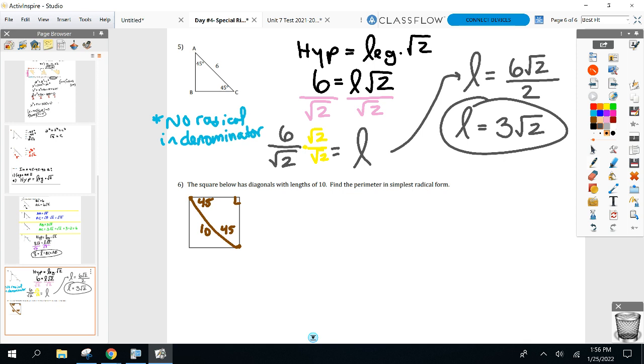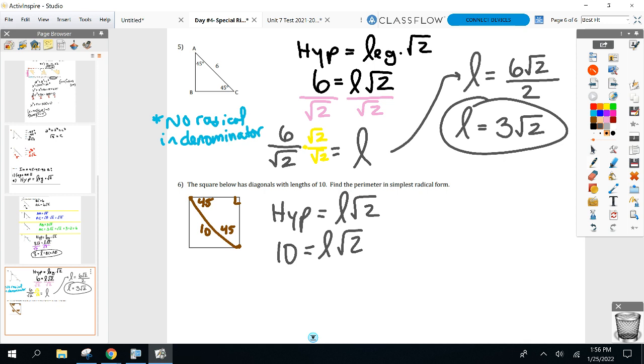All right, if I'm going to find the perimeter, I need to find a side length. So let's use our rules. Look at my 45, 45, 90. Hypotenuse equals leg radical 2. Your hypotenuse is 10. And I know there's probably other ways you guys could think about doing this. Maybe drawing the other diagonal and they bisect each other and you could do Pythag. I get it, but I'd want to do the 45, 45, 90. Clean that up for me.